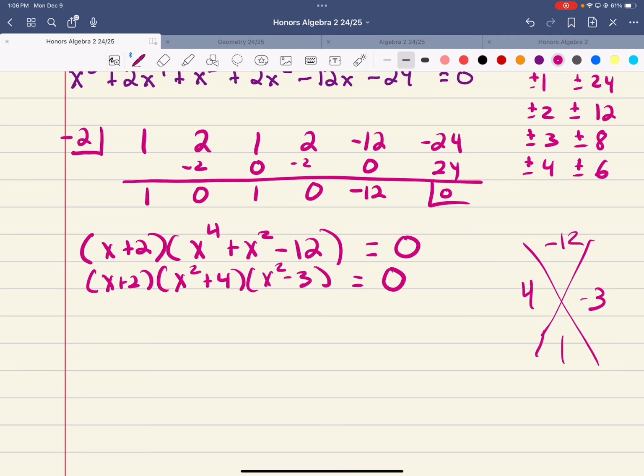Can any of those be factored any further? Can that one be factored any further? It has to be negative. Okay, that's the sum of squares. Sum of squares doesn't work. Has to be difference of squares. Okay, so none of them can be factored, so we're good to go. So what makes this first one 0? Negative 2. What makes this 0?